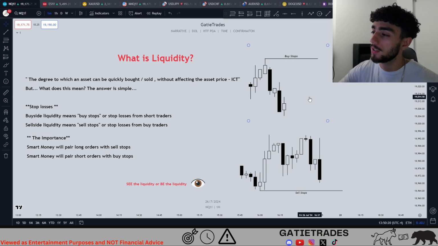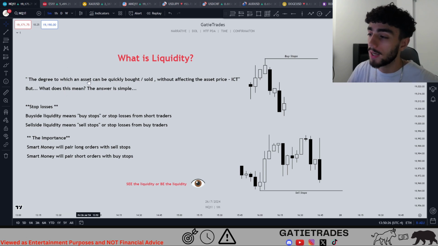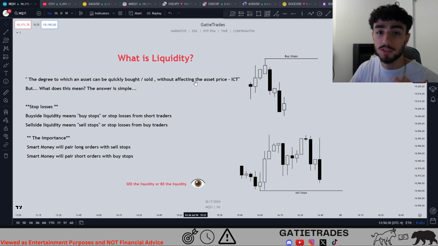You can see the big red sign says, what is liquidity? Now, ICT's definition of liquidity is the degree to which an asset can be quickly bought or sold without affecting the asset price. Now, obviously, most people will not understand what that means. I'm going to explain to you guys. The answer is very simple.